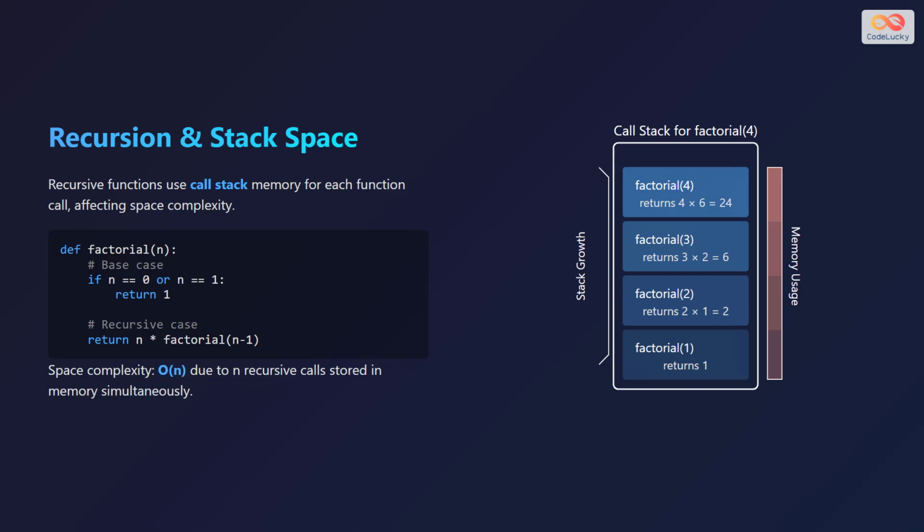You can visualize the call stack for factorial of 4. Each function call adds a new frame to the stack until the base case is reached. As the stack grows, memory usage increases. The stack growth indicator illustrates how the stack expands with each recursive call, while the memory usage indicator shows the corresponding increase in memory consumption.